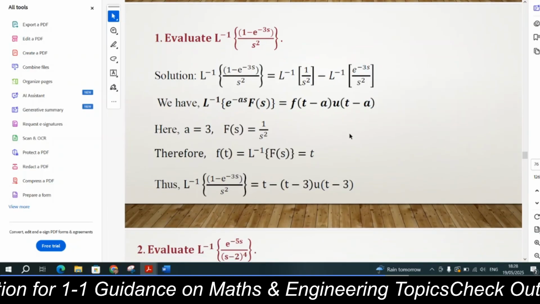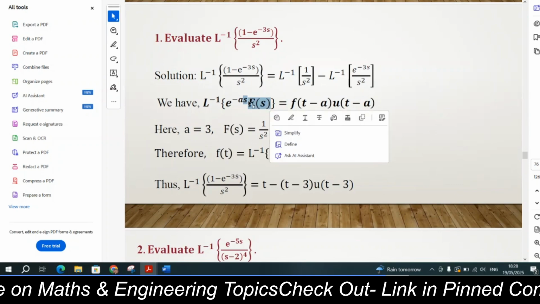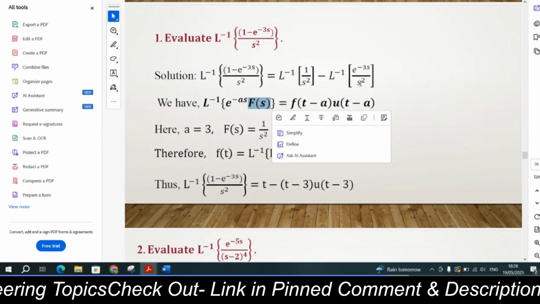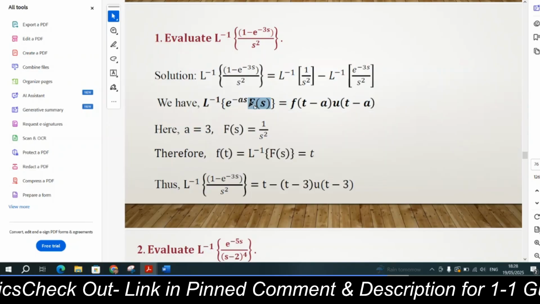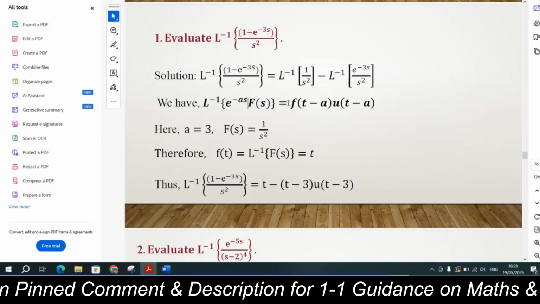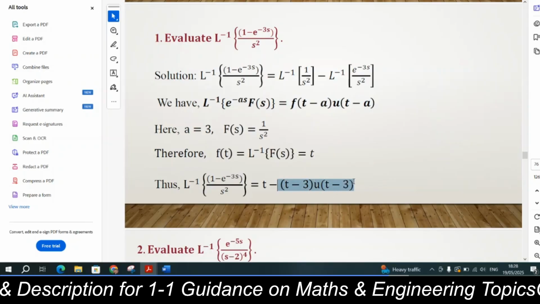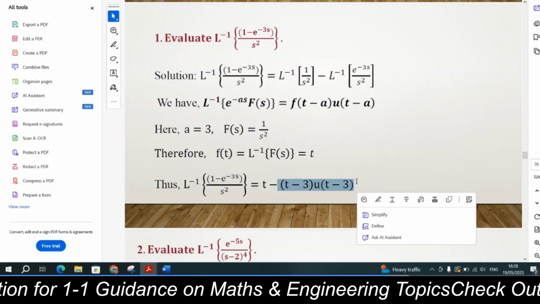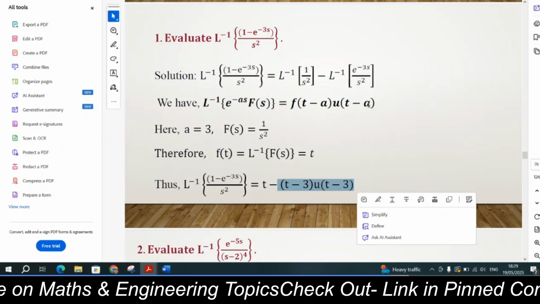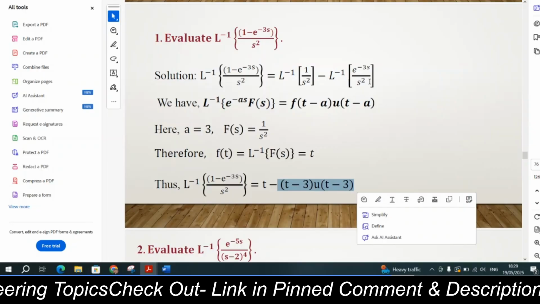Now, if you look at this, you have an e raised to minus as. So that means the number 3 will become your Heaviside shifting value a. And therefore, you'll write f of t minus a into u of t minus a. How does this work? In the f of s part, what is f of s for this function? 1 upon s square is the f of s, and therefore f of t is t. Now, since f of t is t, f of t minus a becomes t minus 3, into u of t minus 3.